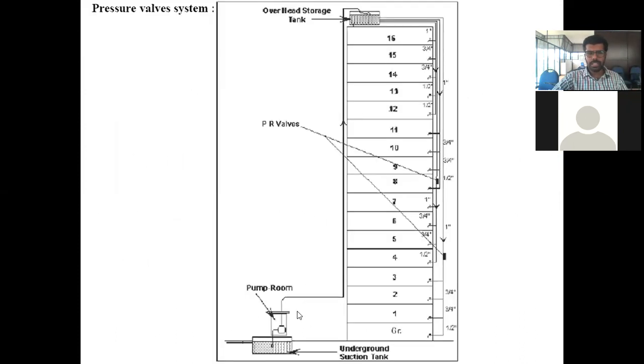Just imagine that this is a high-rise building. How many stories is this building? It is a 16-story building. So it already qualifies as a high-rise building. If it is more than 8 stories or more than 80 feet, you have to treat it as a high-rise building. This is the underground tank.